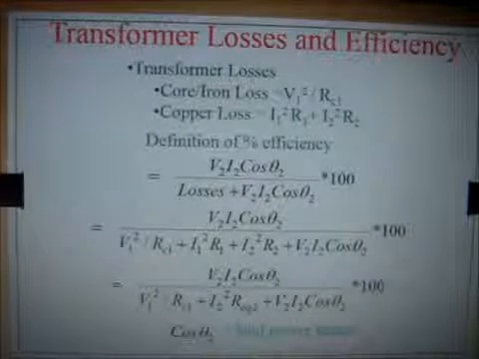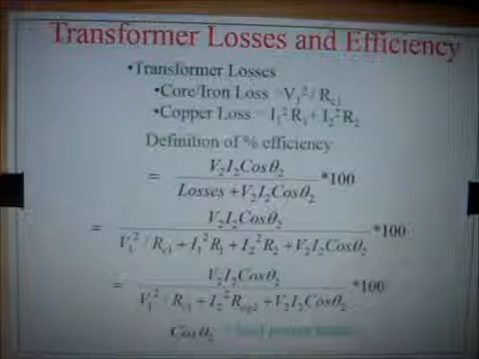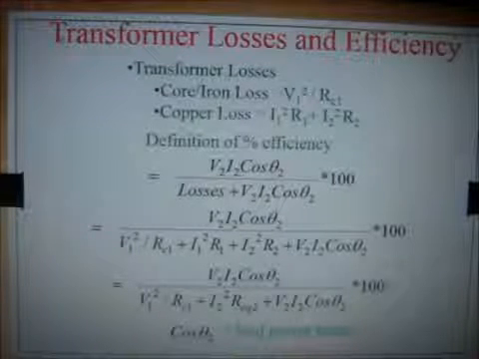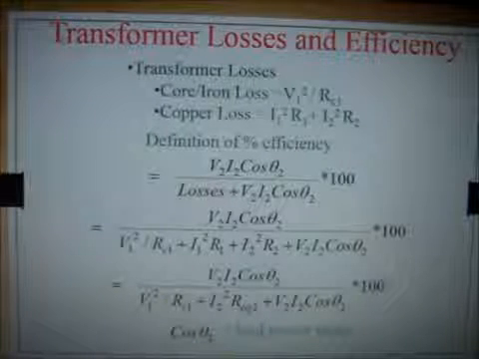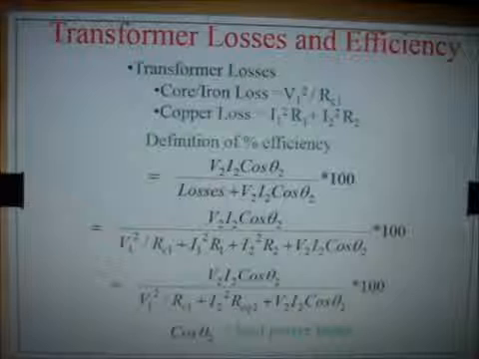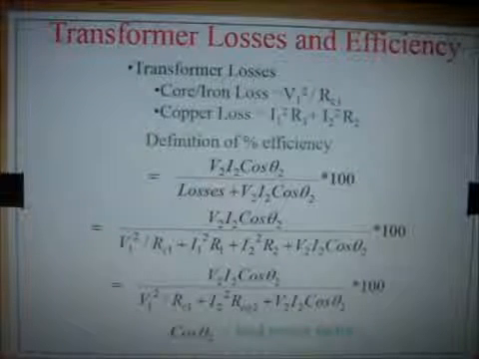So efficiency. What is efficiency? Efficiency is the net output by the net input. In this case, the net output is V2I2 cos phi 2, and the net input consists of the losses plus V2I2 cos phi 2.